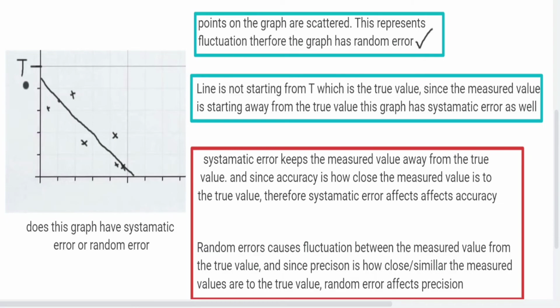This t is my true value, and you can see that the first point is not starting at t. It's not starting at the true value. It's below the true value. You can see that the line started below the true value. Therefore, this represents systematic error. Why? Because if my starting point is below or either high, not both, that means systematic error is present as well.